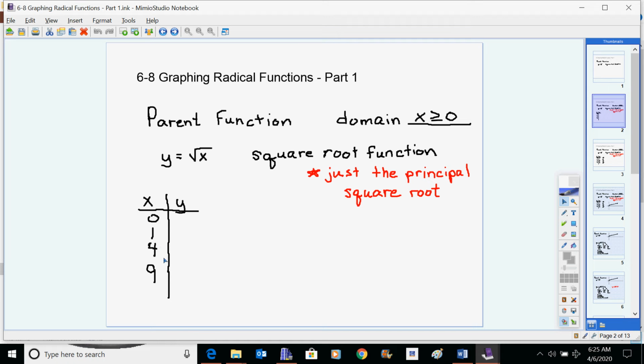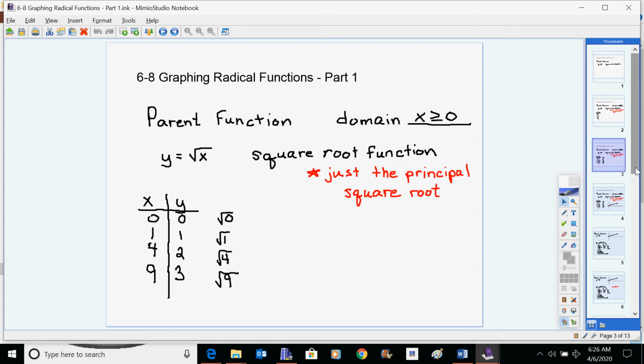The other numbers, you might notice, are perfect squares. Why would I do that? Because I'm taking a square root, and the easier the numbers are to deal with, the easier it is to get a nice looking graph. So when we fill in these values, the square root of 0 is 0, the square root of 1 is 1, the square root of 4 is 2, and the square root of 9 is 3. I was very strategic in my choices so that I get whole numbers that are easy to graph.